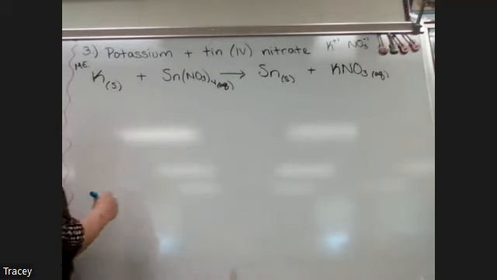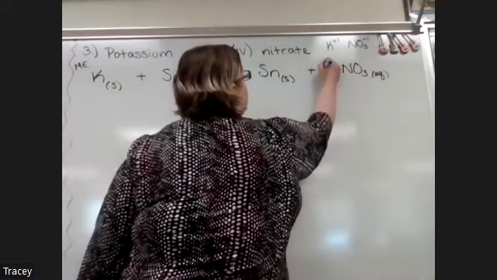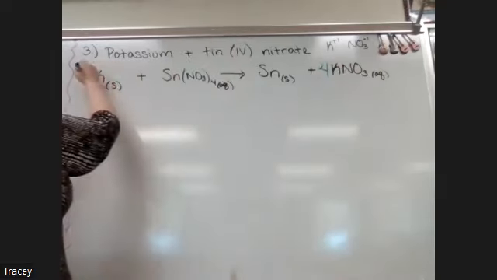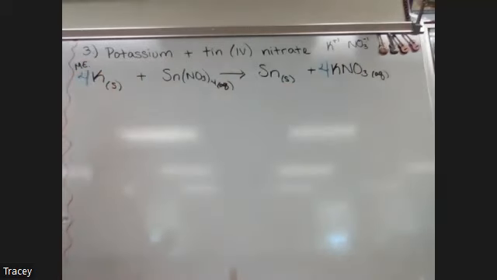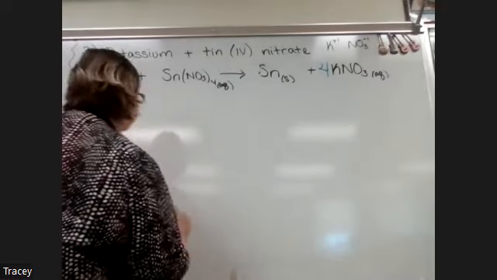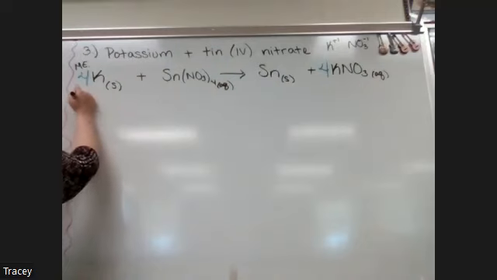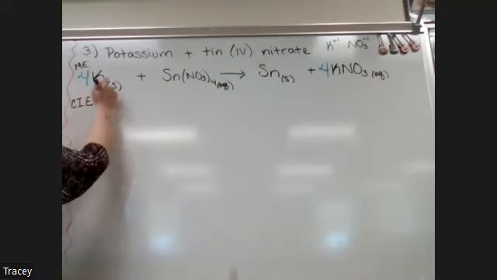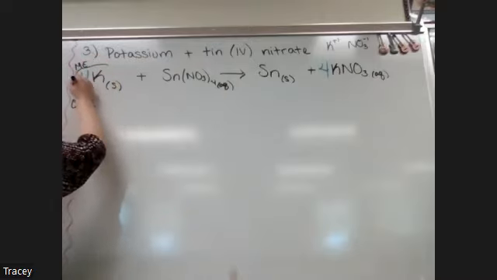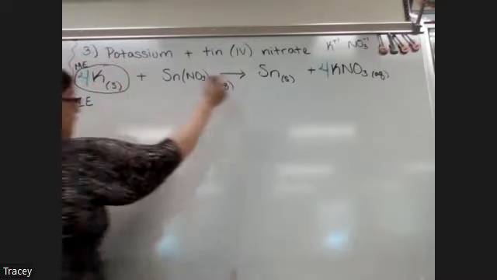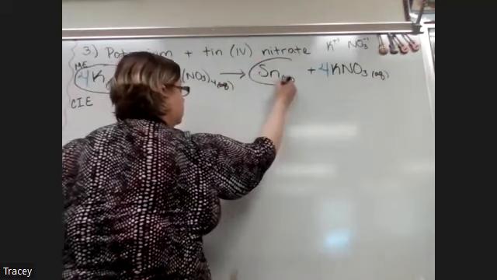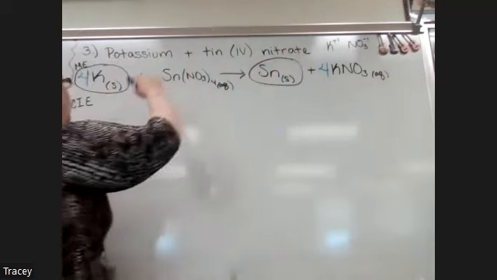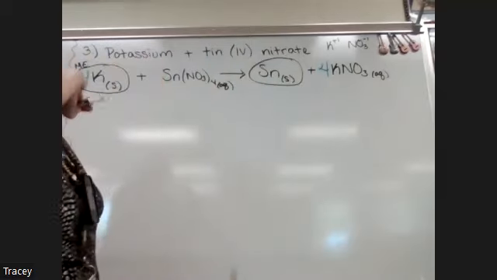And then it needs to be balanced. So I'm going to balance this with 4 KNO3, and that makes me need 4 Ks in the reactants. So that's the molecular equation. Now, yesterday we learned how to do the complete ionic equation. One thing that's helpful for students is to circle the solids for the complete ionic equation. So we're going to circle the 4 K solid and the Sn solid.